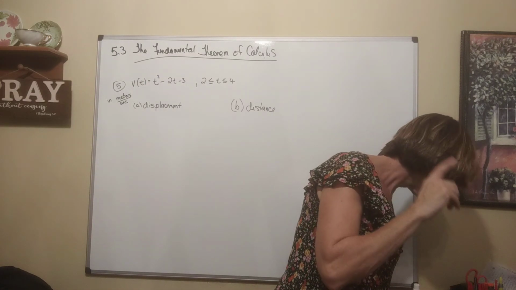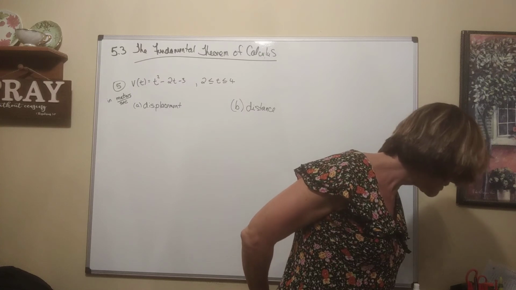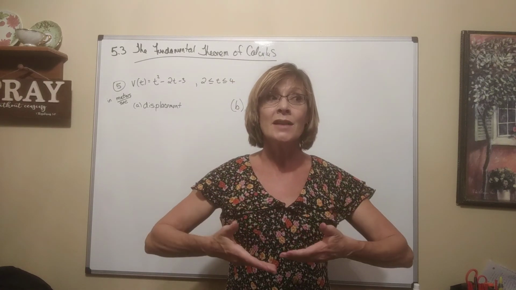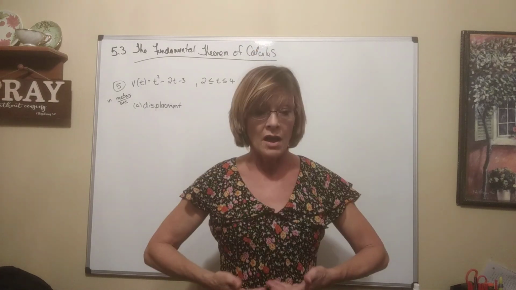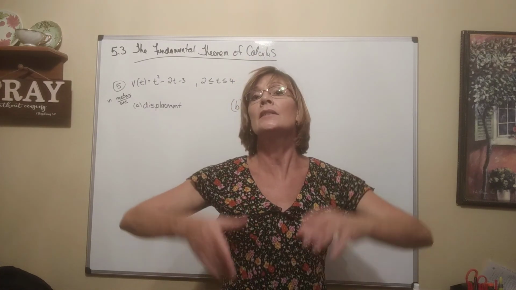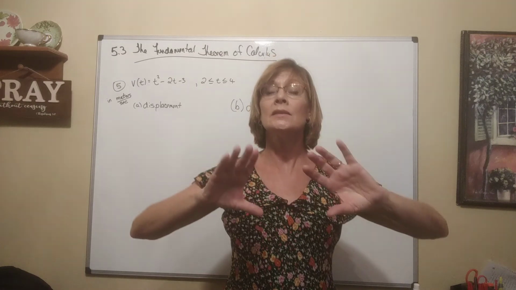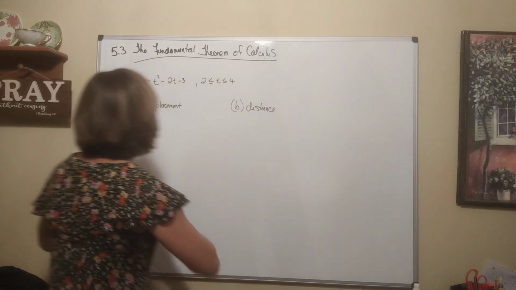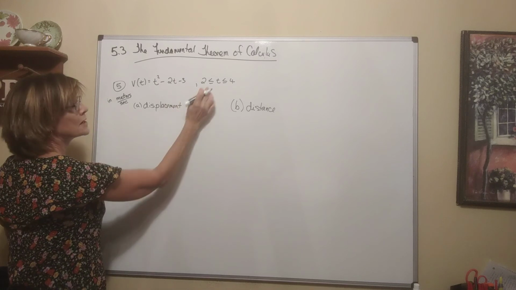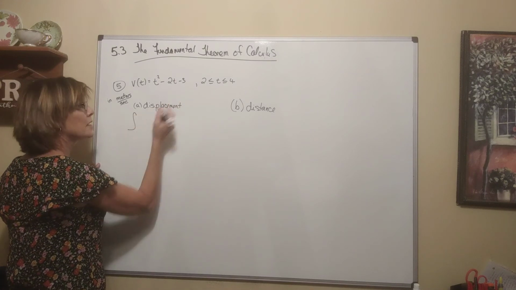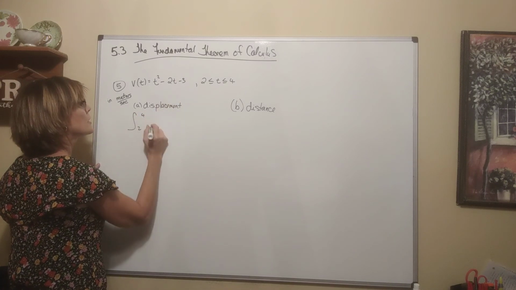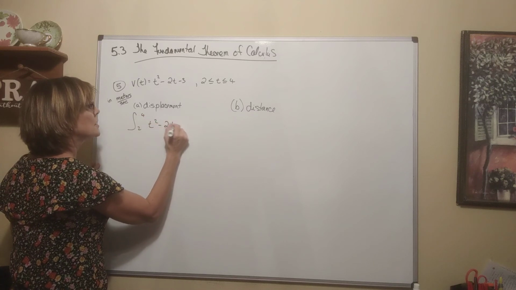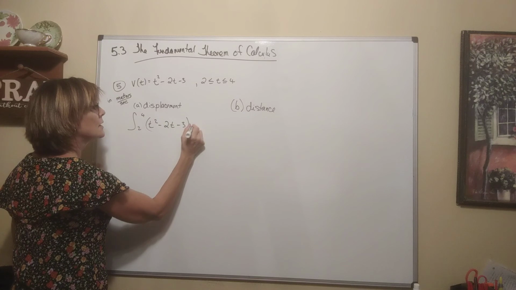Here we go. This is our function, velocity. When they want distance, that is position. They gave me velocity, which is the derivative of position. I have to find the antiderivative, or integrate, to find the distance traveled, or the displacement. So let's do that. The displacement for this time period is simply the integral from 2 to 4 of t squared minus 2t minus 3 dt.